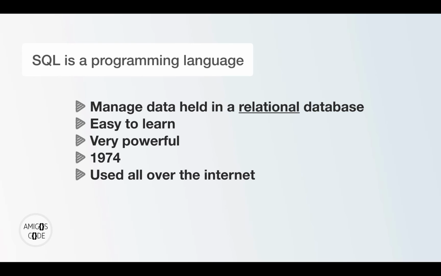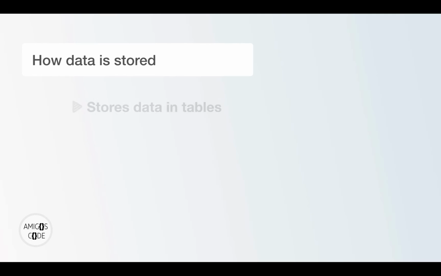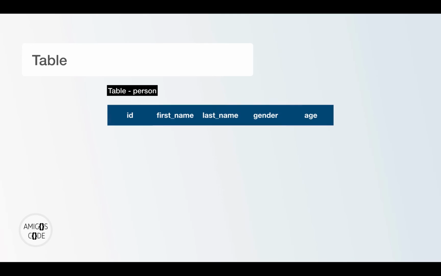So the question that you might have is how this data is actually stored. So data is stored in tables, and these tables are formed by two things. It's formed by columns and rows, right? So it's just a regular table. And you might have a table, for example, called person, and you might define the columns, so the attributes of a person, as columns, right? So these are the columns.